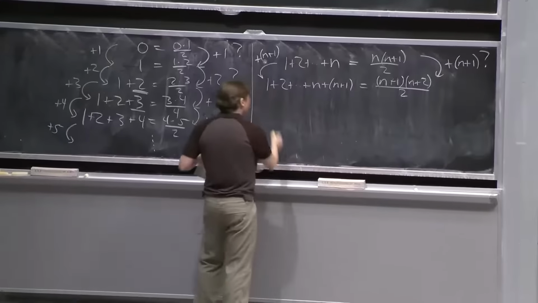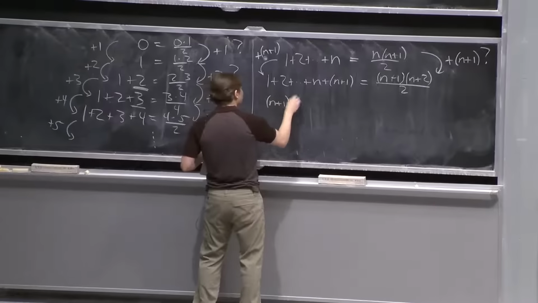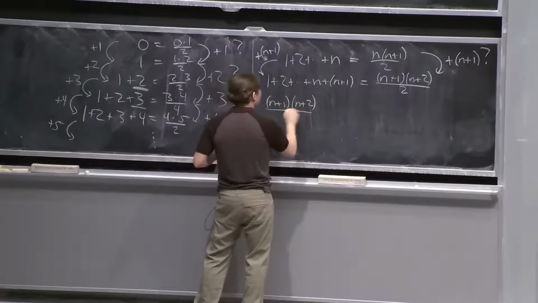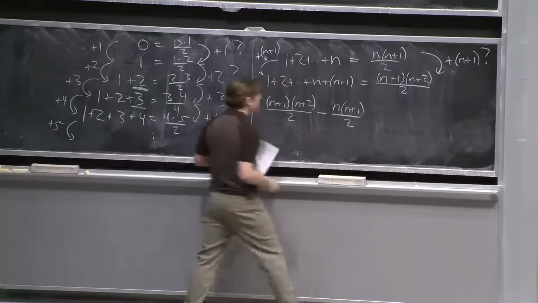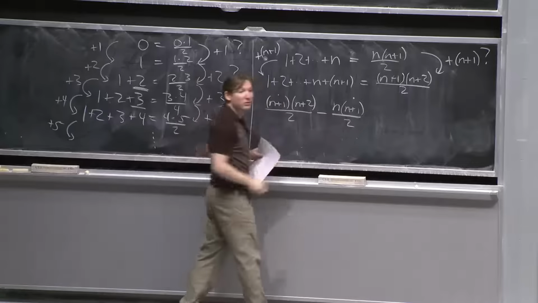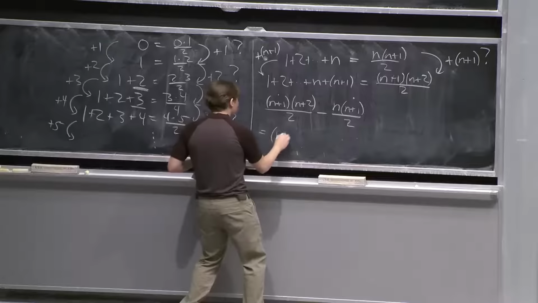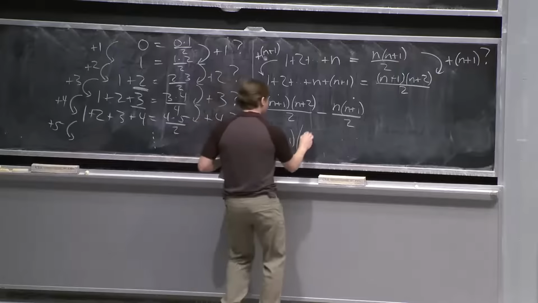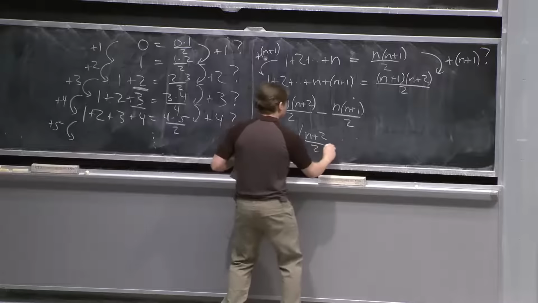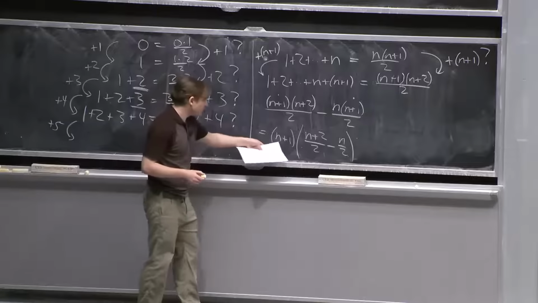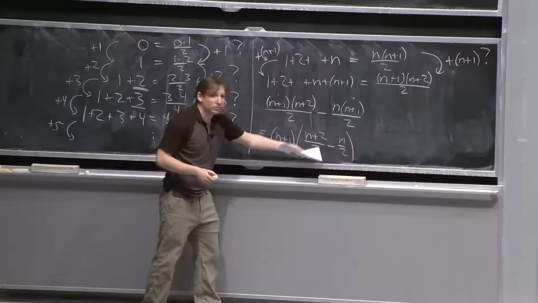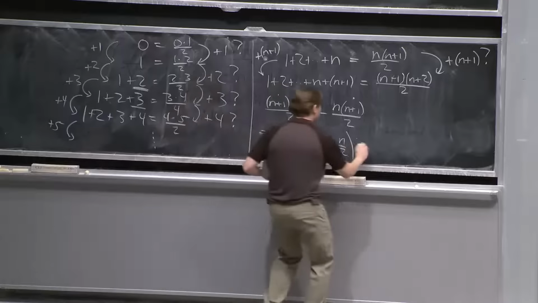And we can check that. Let's see. (n plus 1) times (n plus 2) divided by 2 minus n times (n plus 1) divided by 2. Well, we can factor out n plus 1 from both sides. That's (n plus 1) times ((n plus 2) over 2 minus n over 2). That's looking pretty good. That's going to be (n plus 1) times 2 over 2, times 1. That's just n plus 1.